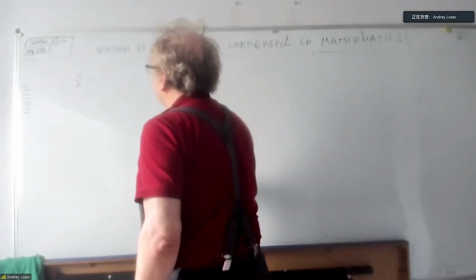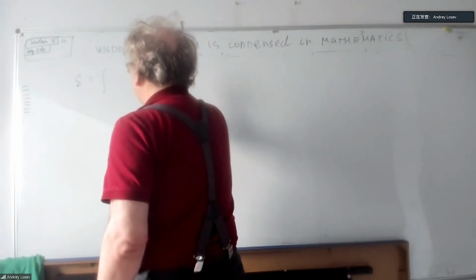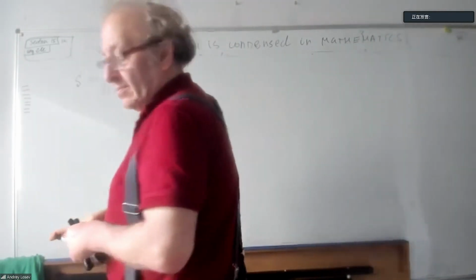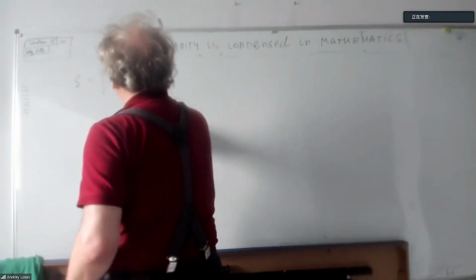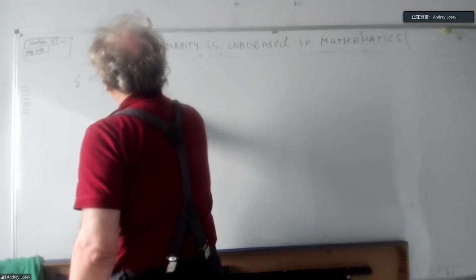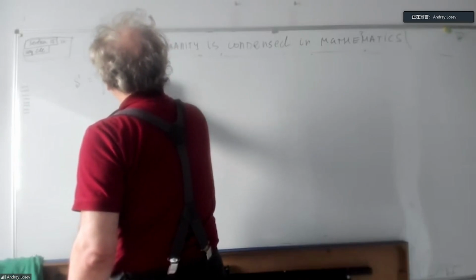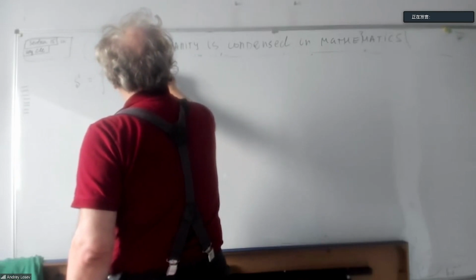I have a Feynman theory given by the action: M over 2, (dx over dt) squared, dt.